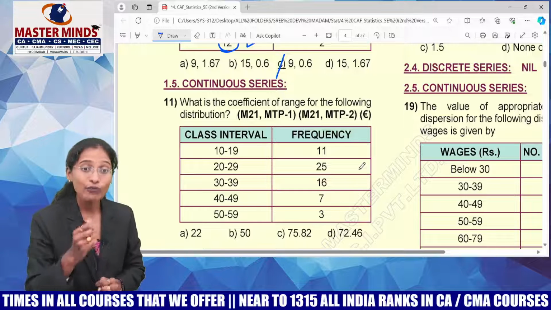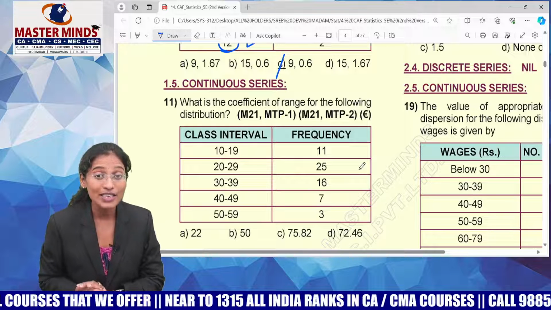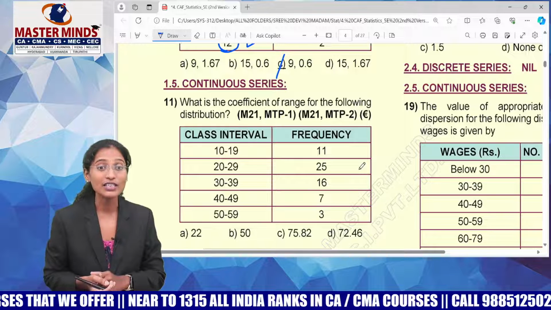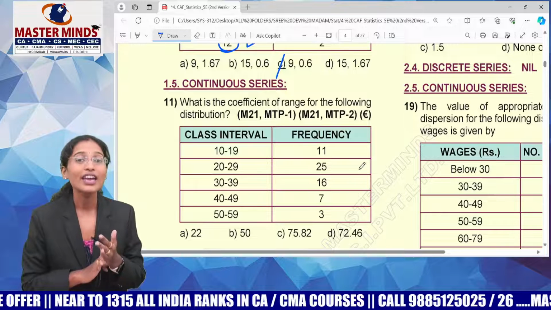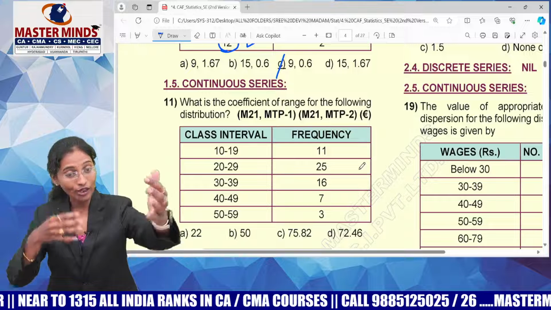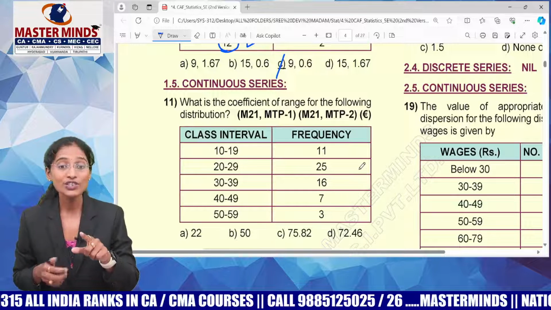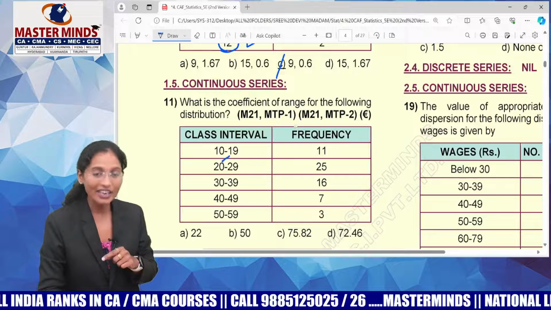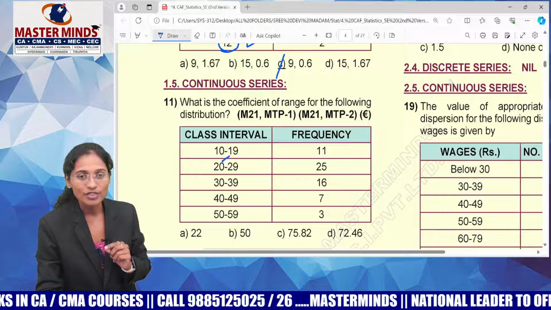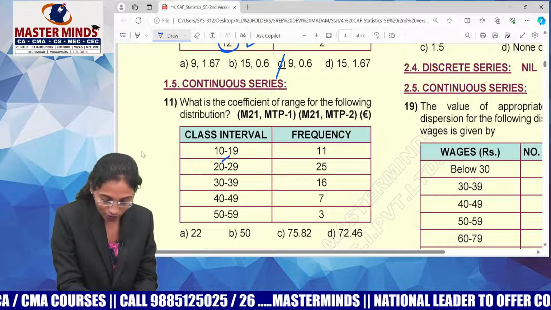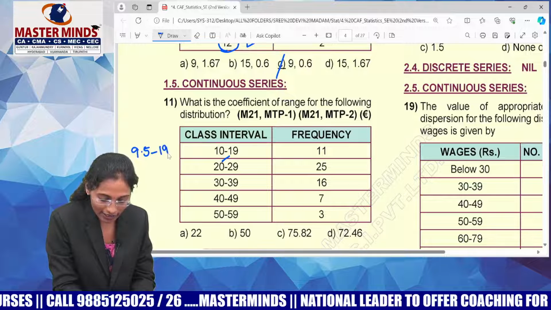Yes. But if you look at the series, is this an inclusive series or exclusive series? This is an inclusive series. But I'm talking about boundaries, means my series must be exclusive. Madam, do we need to convert the entire series into exclusive? You don't need that, guys. So first of all, look at the difference between 20 and 19. How much? 1. D is 1. What is D by 2? 0.5. So to calculate the lower boundary, subtract 0.5. To calculate the upper boundary, add 0.5.